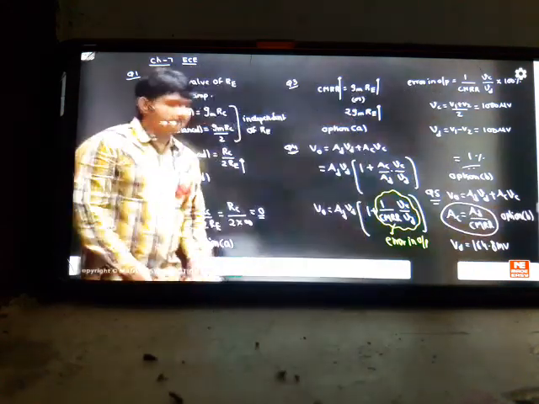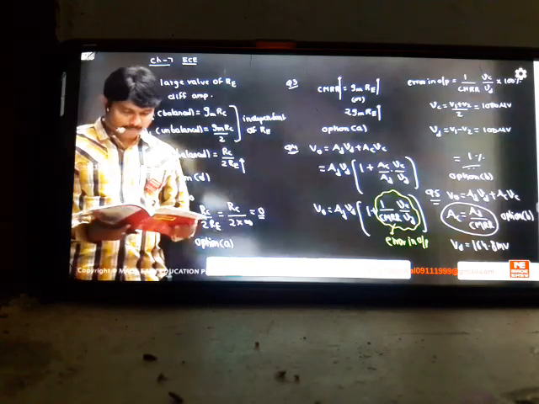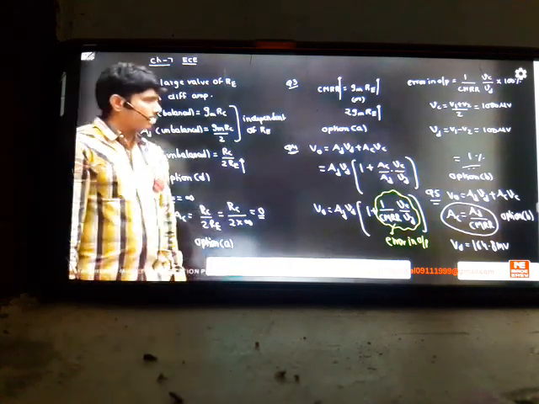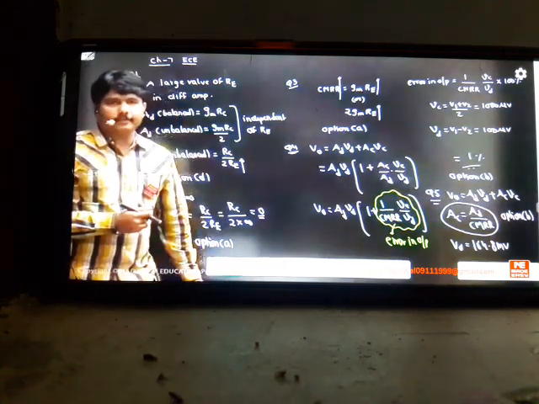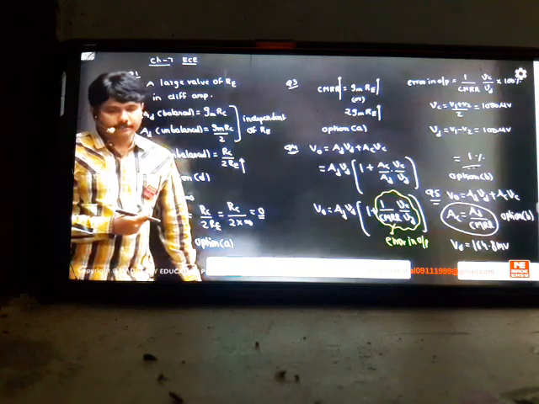So these are the 5 questions we have. One more question is also a differential amplifier problem. Question number 6 is a theory statement question. They have given 2 statements, and they are asking whether the 2 statements are correct or wrong. So let us justify that 6th question.